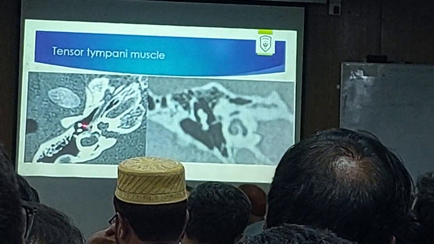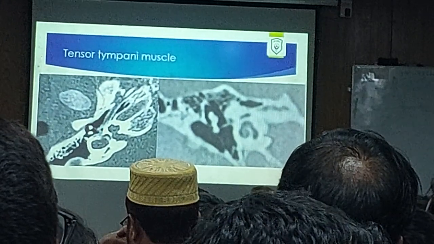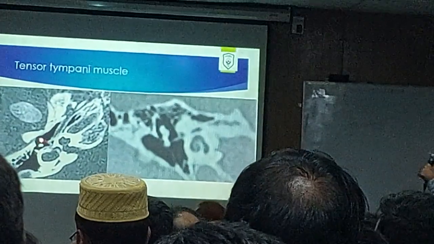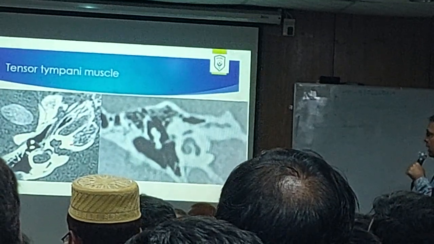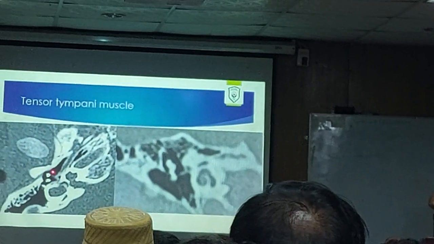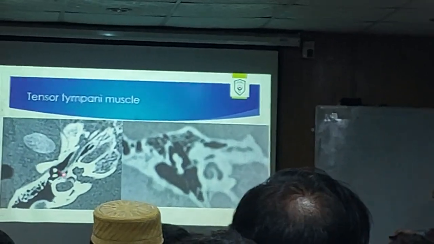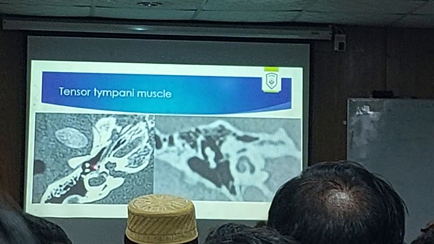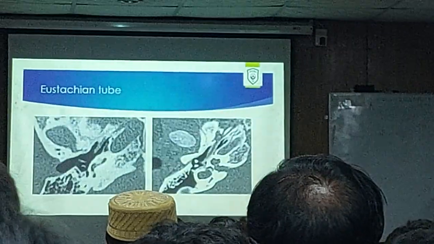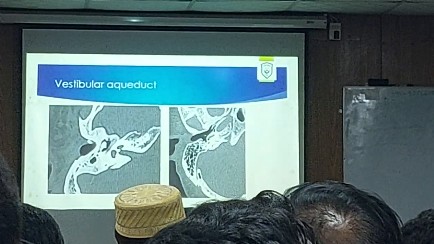Here is the processus cochleariformis. From the processus cochleariformis, the tendon goes to the neck of the malleus. Earlier, I mentioned two dots: the neck of the malleus and the long process of the incus. So from the processus cochleariformis, the tendon is going to the neck of the malleus. Two dots, two horizontal lines, already mentioned.